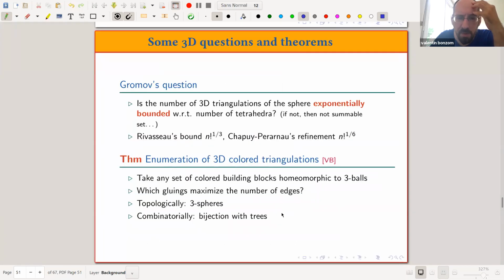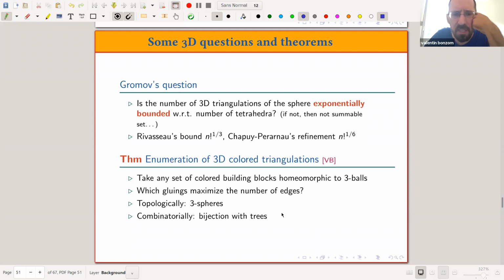Instead, let me tell you about this because I think it's interesting. This is a question that's sometimes called Gromov's question, but obviously it was known well before Gromov. It's just that Mikhail Gromov is a famous mathematician and he popularized the question by saying it's interesting, and because he's famous, people started to look at it a little bit more.